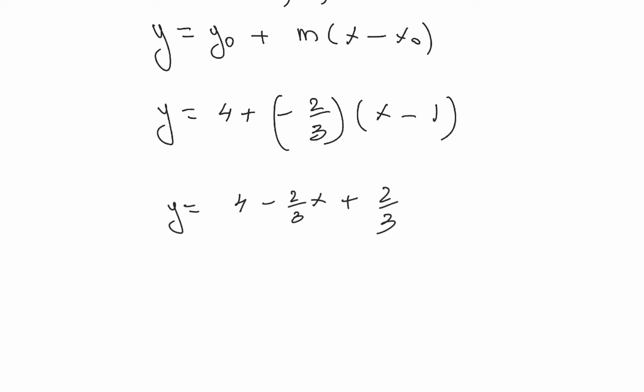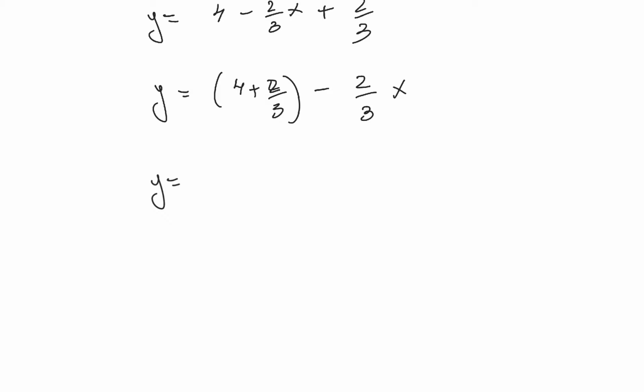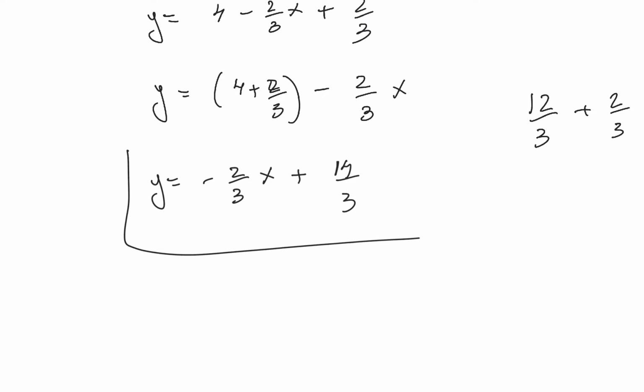And now I can write y = 4 + 2/3 - (2/3)x. And the final result will be y = -(2/3)x + 4 + 2/3. 4 is the same as 12/3, so it's 14/3. So y = -(2/3)x + 14/3, and this is the final result.